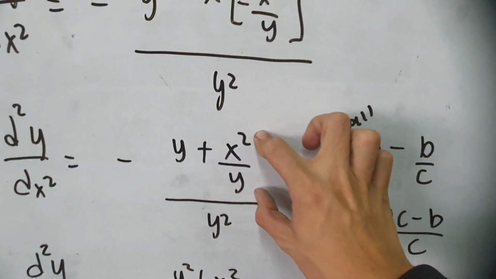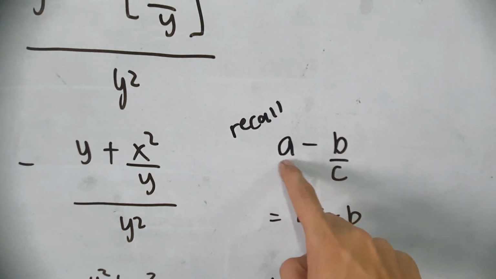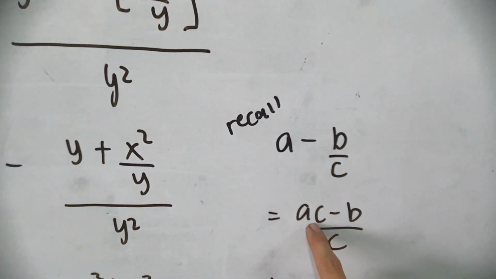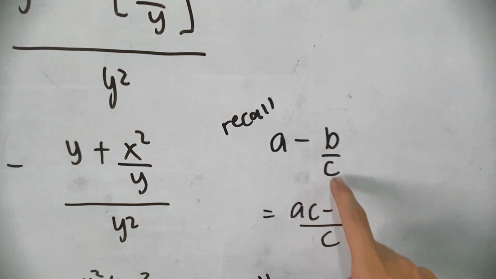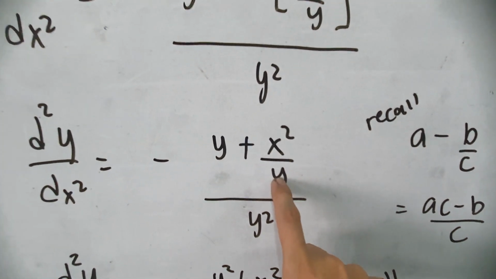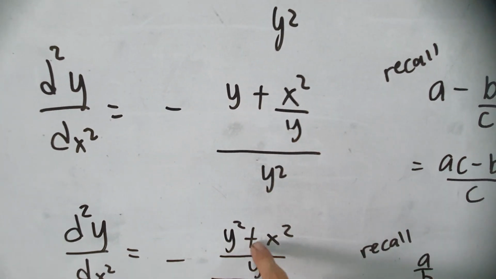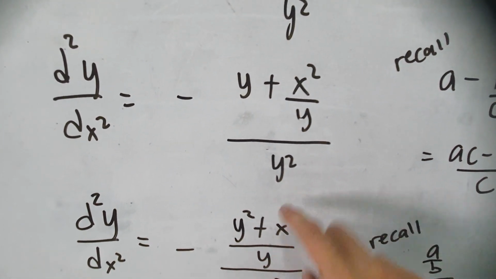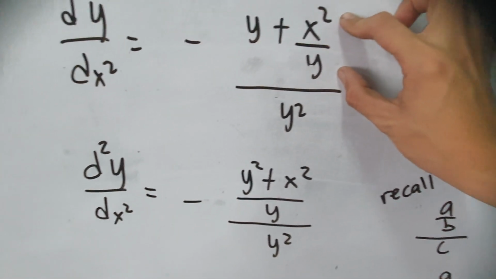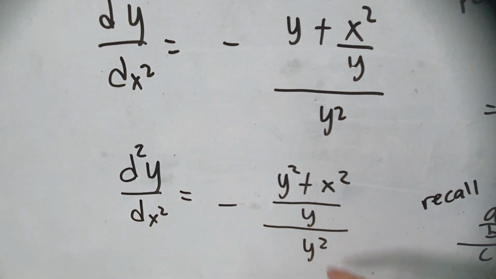So that is recalling a minus b over c. We have an imaginary 1 right here. Cross multiplying, we have ac minus b divided with our denominator c. So here, y times y, we now have y squared plus x squared over y. This is the numerator term. We still have our denominator, y squared. Okay, so this is now our equivalent.